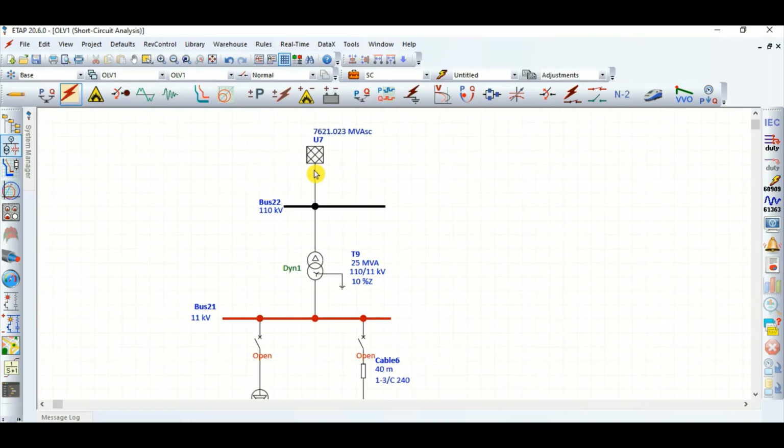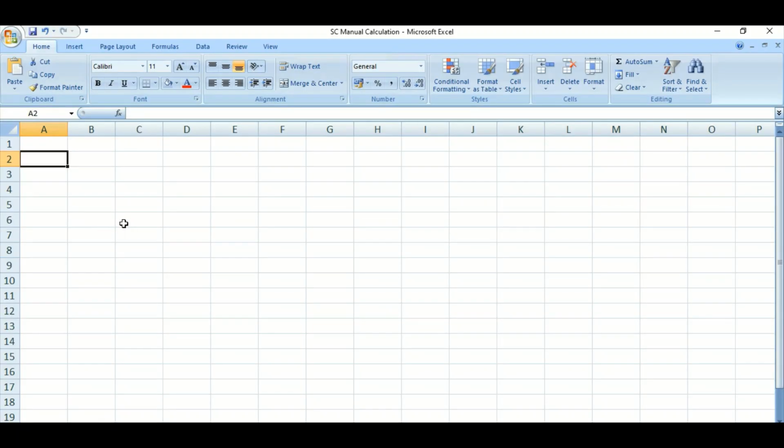If we consider this source grid, next one is this two winding transformer. If these two items are connected, then what will be the fault level at the 11 kV bus? If there is a short circuit fault at this 11 kV bus, what will be the fault current contribution from the source grid through this two winding transformer? It's a very simple network, and we will be using this Excel file.